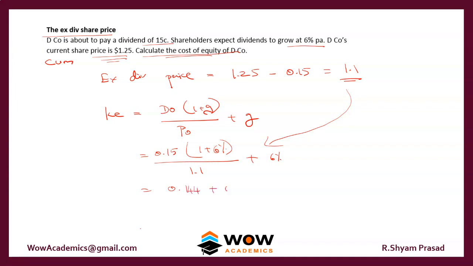So this comes to 0.144 plus 0.06. So the answer comes to 0.204, or if it's expressed in percentage, 0.204 into 100, which is 20.4%. So that's the answer. KE is 20.4. We'll move on to the next problem.